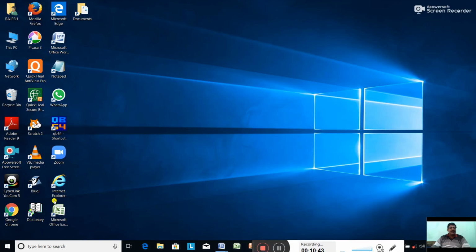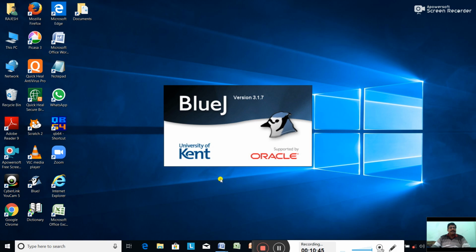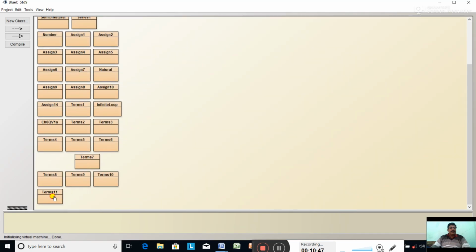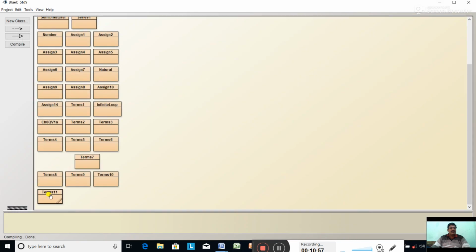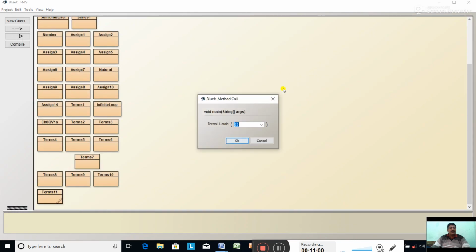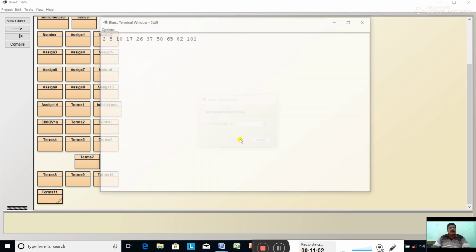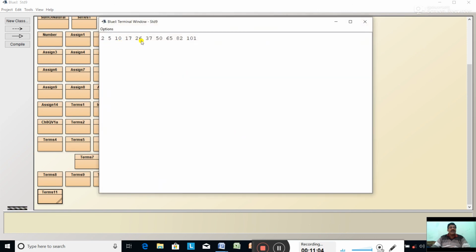Alright. Get the output. int i = 1; i <= 10. Compile the program. No syntax error. Okay. See 2, 5, 10, 17, 26 up to 101.